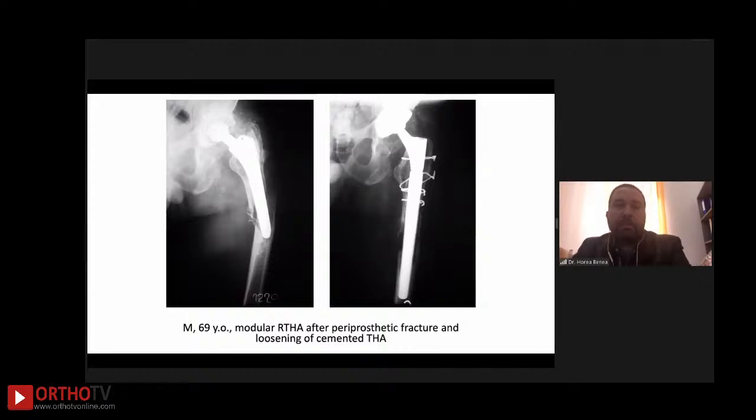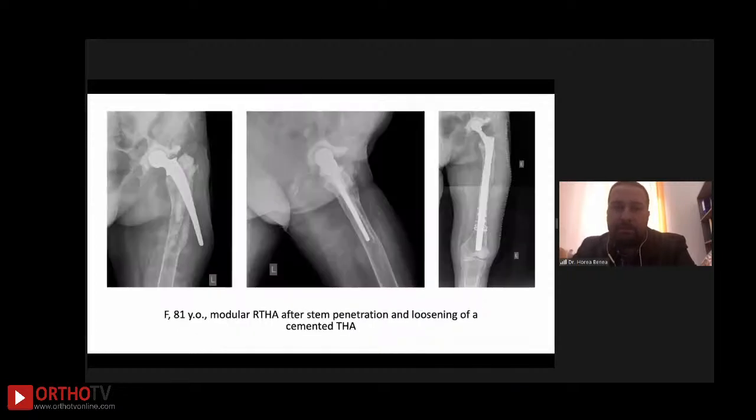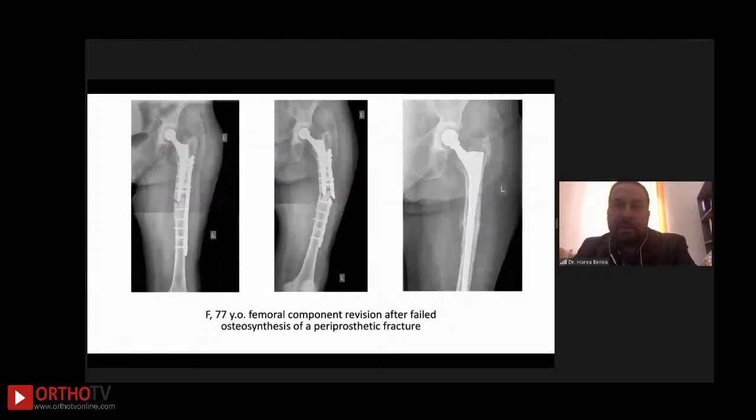First, a male, 69 years old, who suffered a periprosthetic fracture, and we revised the stem and the cup with a modular total hip. We are very fond of these modular revision stems. Another case, an 81-year-old woman with a stem penetration on a cemented total hip, which got loosened, of course. Then we revised only the stem with a longer stem, modular type again.